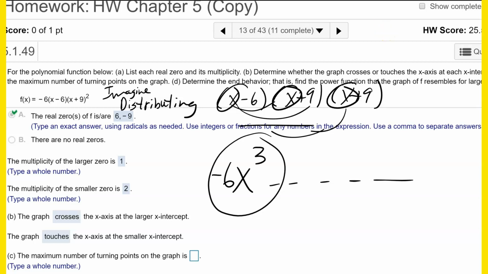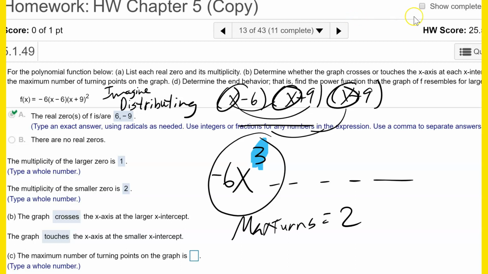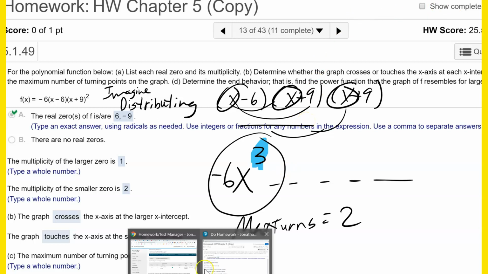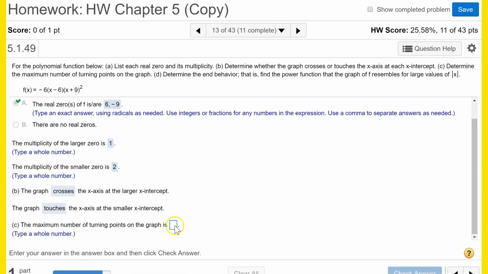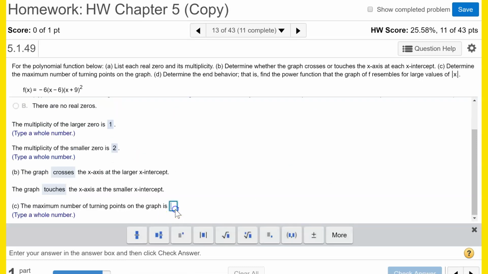So since x cubed is the degree, then the maximum number of turns would be 2. Let's go back and answer our question. Maximum number of turning points on this graph is 2.